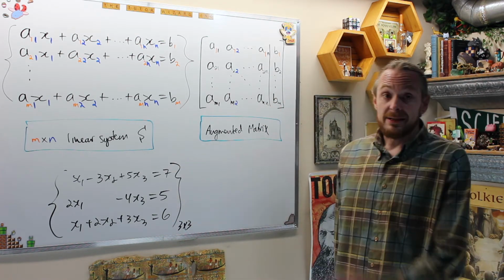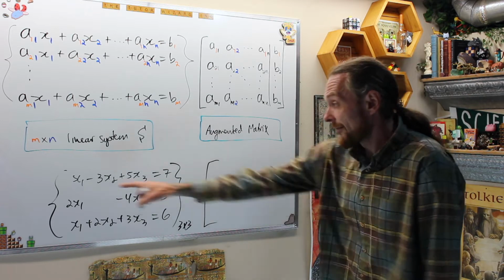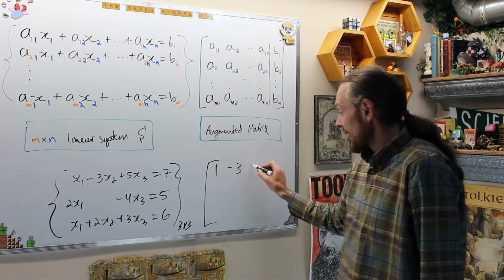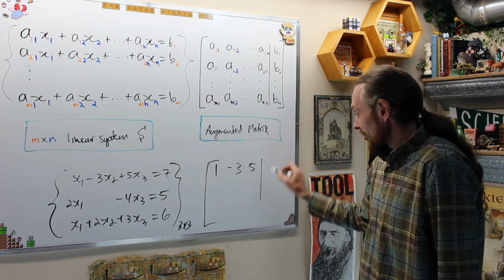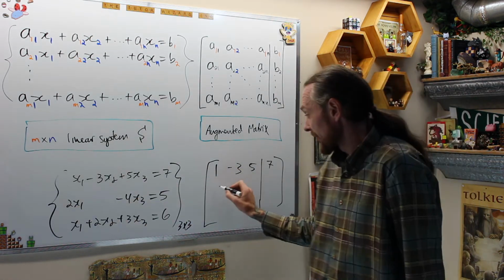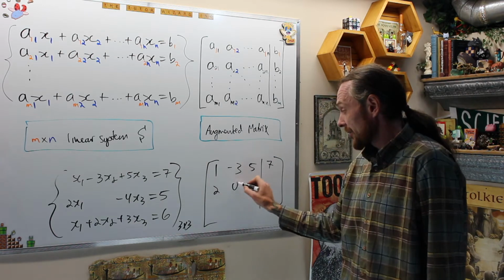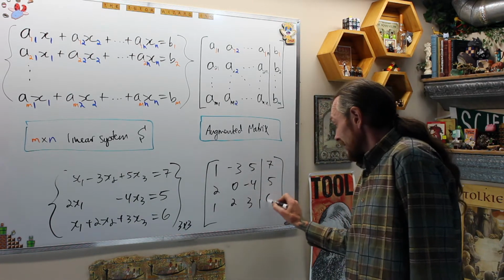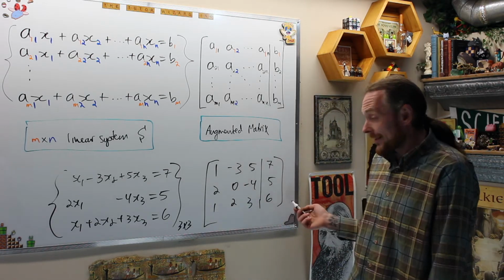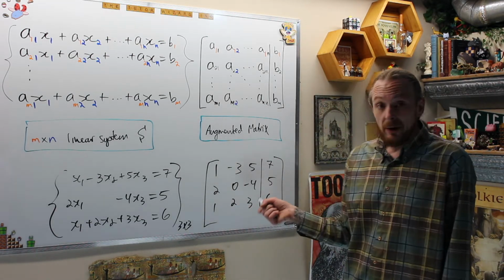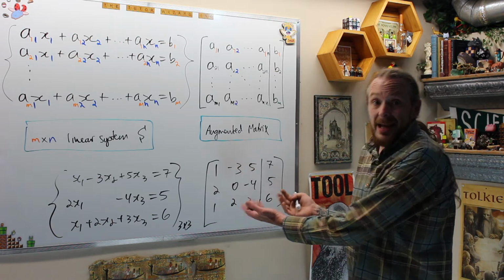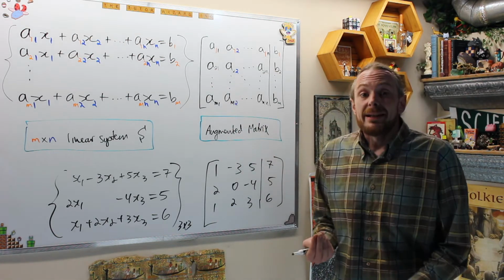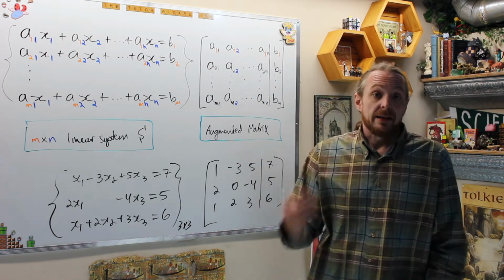From this 3 by 3 linear system, I immediately get an augmented matrix of 1 times x1, negative 3 times x2, 5 times x3 equals 7. And then you can see where we're going with this. 2, 0 times x2, negative 4, 5, 1, 2, 3, 6. Now that I have this, what I want to do is take this augmented matrix and use the 3 row operations which we're going to list now and systematically get it to a magic form, which we're going to do in the next video.